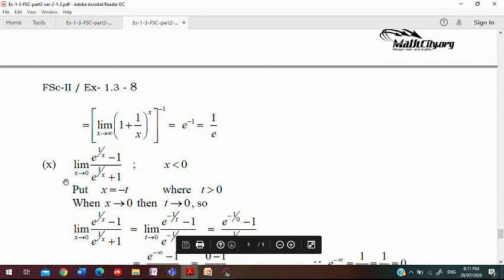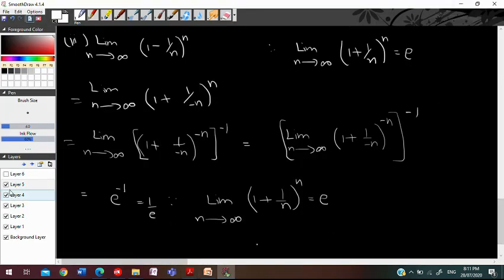Here they have used the supposition method. I will solve it with the simplest method. So you can see this part over here, the 10th part. Here we have the third part, the 10th part. This part is limit x approaches 0, exponent 1 by x minus 1 divided by exponent 1 by x plus 1, and x is less than 0.